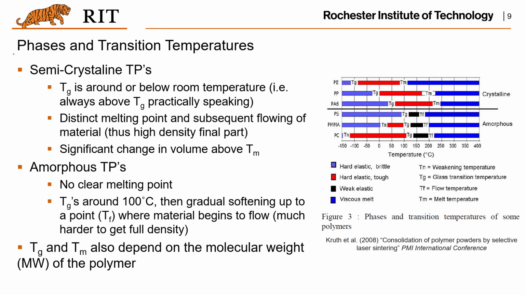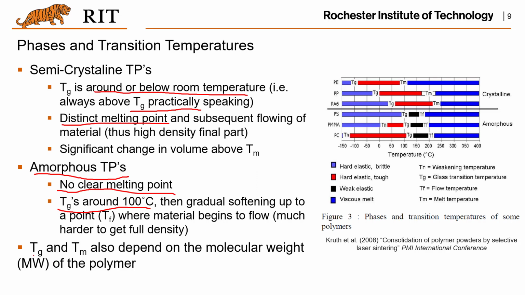Let's look at the phase transition temperatures. For semi-crystalline thermoplastics, the glass transition temperature is around or below room temperature. I mean, in practice, usually it's above room temperature. Also, there's a distinct melting point in the phase transition. But for amorphous thermoplastics, there's no clear melting point. There is only a range of melting. Also, the glass transition temperature is around 100 Celsius, which is undesired for the process.